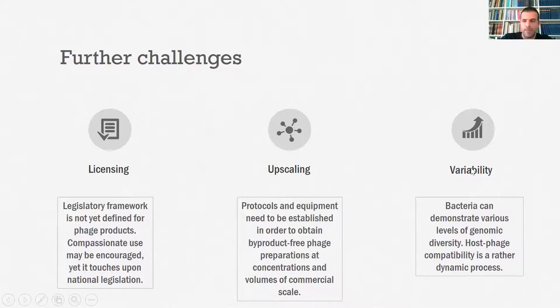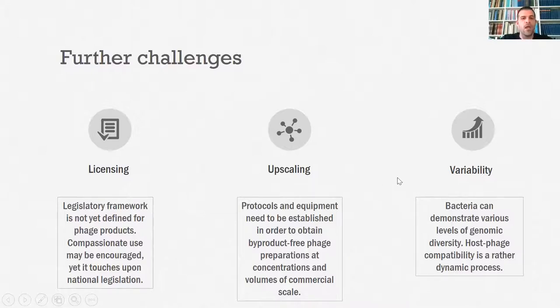The last thing is the variability, and that's something that we cannot really predict because it has to do with the genomic diversity that each of the bacterial targets can demonstrate. Some bacteria like Vibrio are extremely diverse. Others, like Photobacterium or Flavobacterium, are more conserved. That has to do definitely with the level of research that we have done on the specific species.